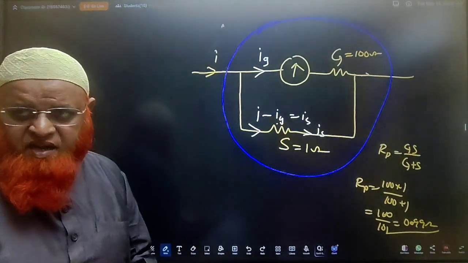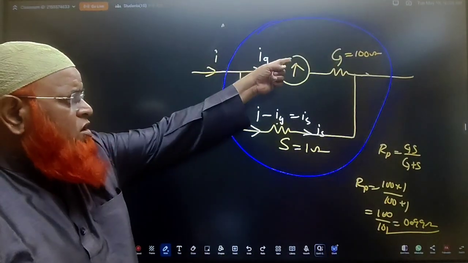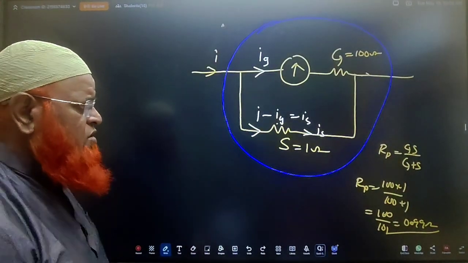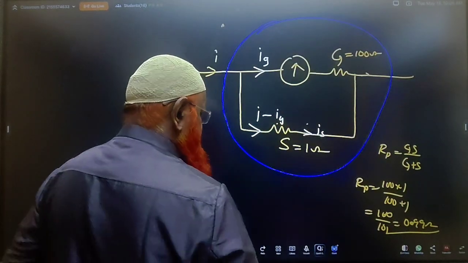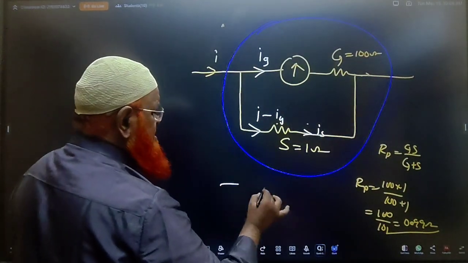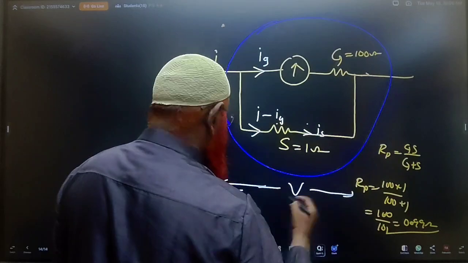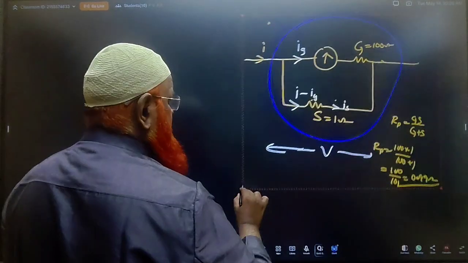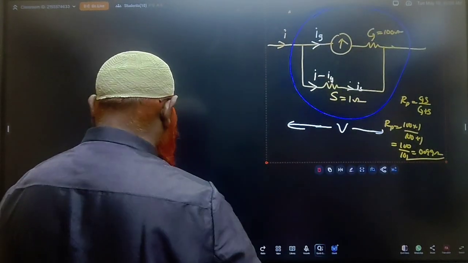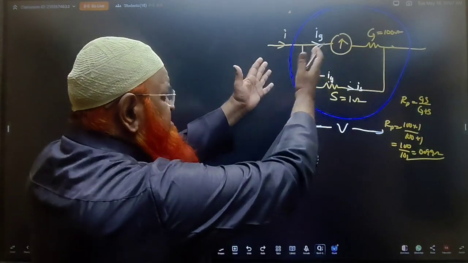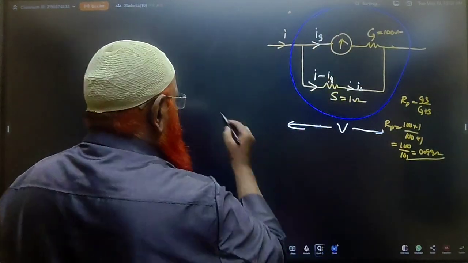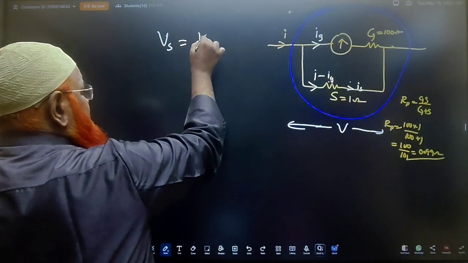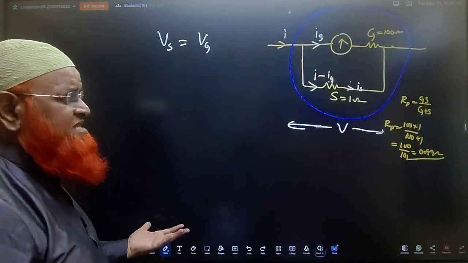So the current gets divided. Some of the current passes through the galvanometer, and some passes through the shunt, which is called Is, taken as I minus Ig. As this is a parallel connection, the potential across the shunt and the potential across the galvanometer are going to be the same, isn't it?